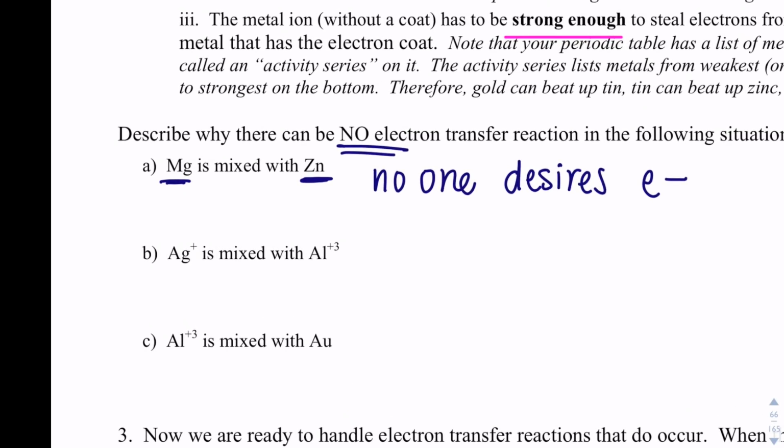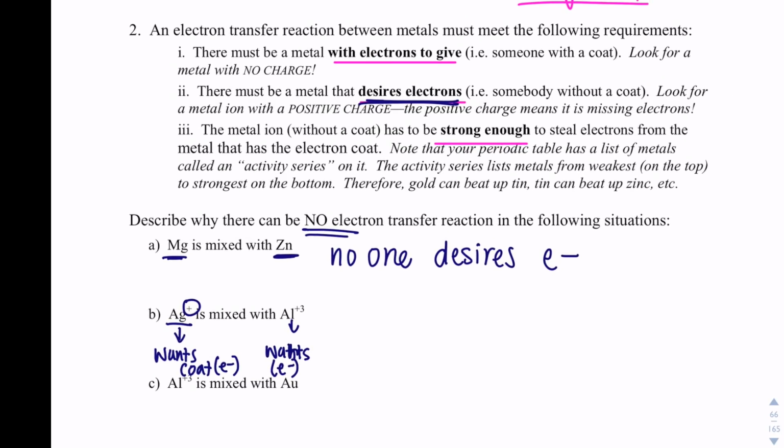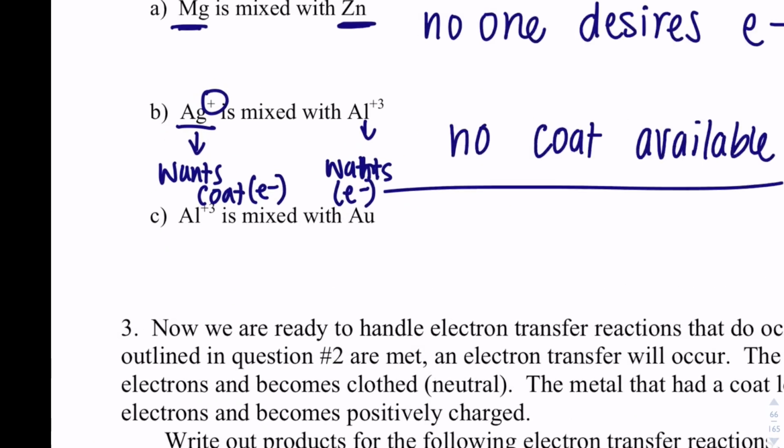Number 2, we have silver plus, meaning it wants a coat. It wants electrons. And aluminum 3 plus, it also wants electrons. That means that there is no metal with electrons to give away. If two people don't have a coat, there's nothing to steal. So no reaction here because there's no coat to steal.